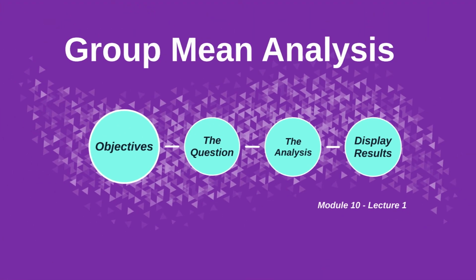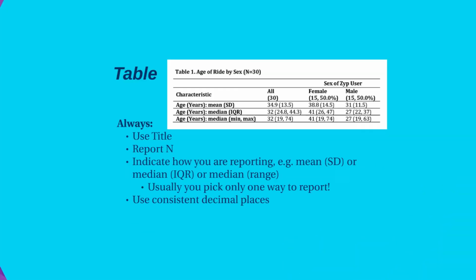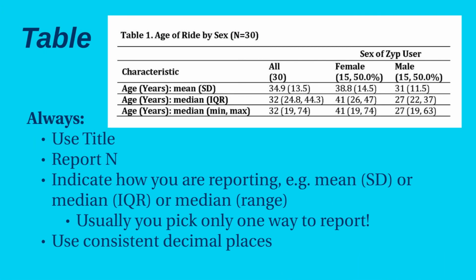How would you display these results if you wanted to use a graphical display? Sometimes a sentence is enough. Again, you can take a look at the men and women ages from the prior slide. Here's a more simplified version. If you have many variables that you're summarizing, like for your data brief or your module practice, a table or figure might be better. To display these in a table would be relatively straightforward.